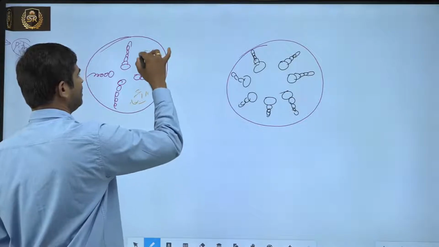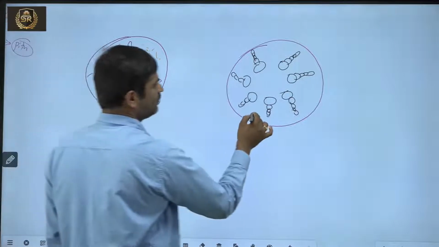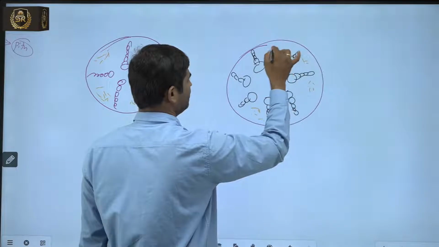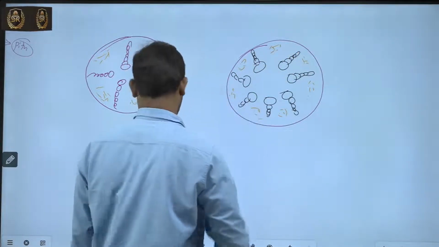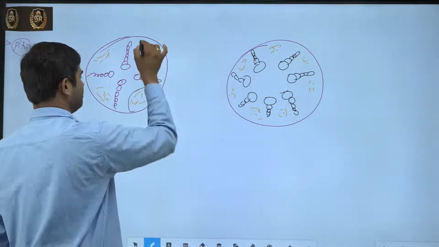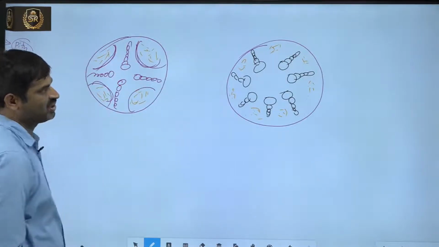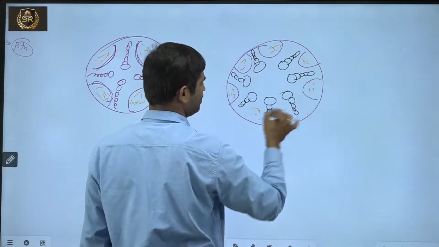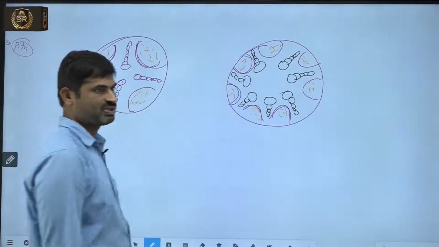Phloem part. This is phloem. Next one, xylem and phloem are separated by conjunctive tissue. This is conjunctive tissue. The xylem and phloem connecting tissue is called conjunctive tissue.